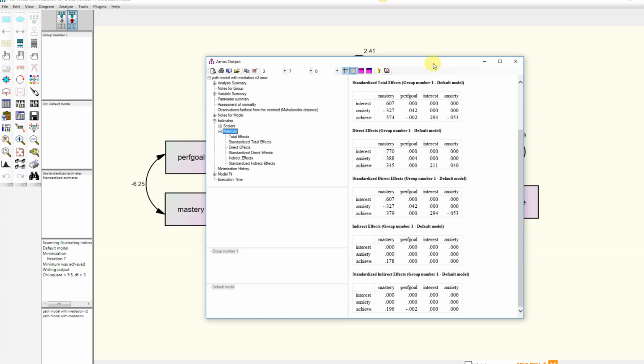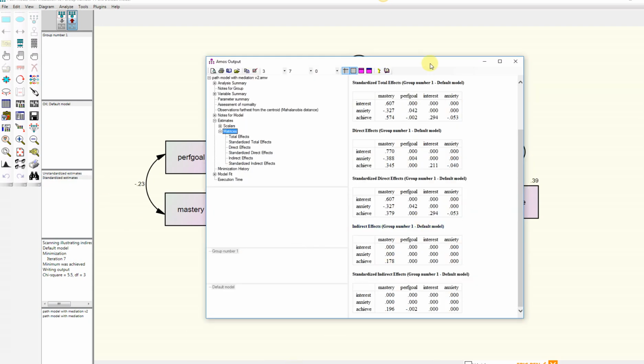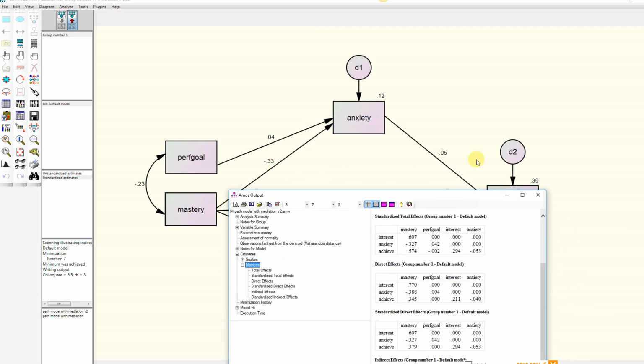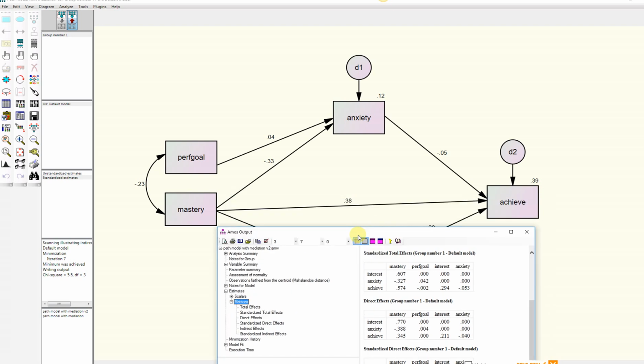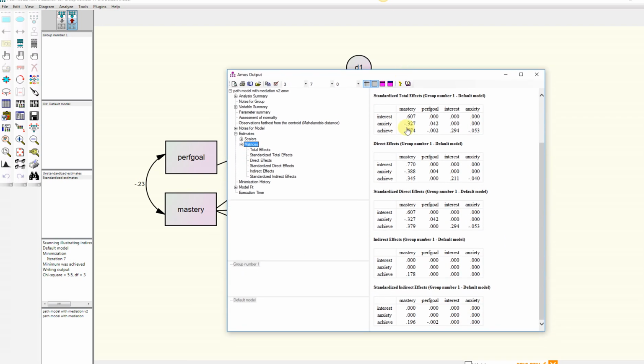So if I want to look at the standardized indirect effect for mastery goals, again, I would be taking the product of these two paths and summing it to the product of these two paths right here. And so the standardized indirect effect would be 0.196 with respect to mastery and achievement.